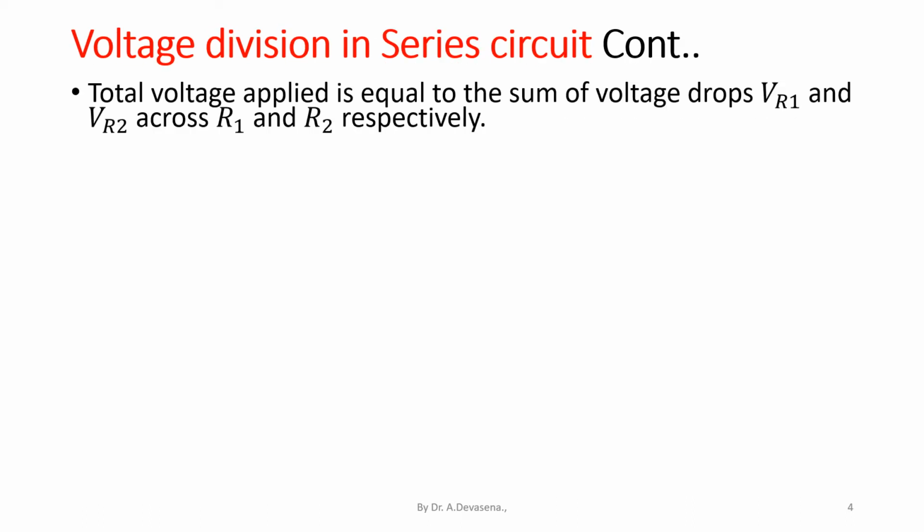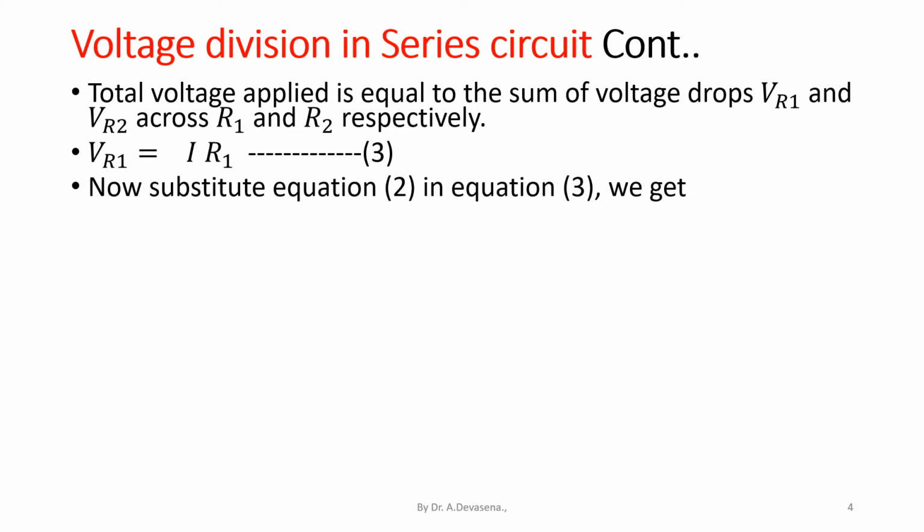Total voltage applied is equal to the sum of voltage drops V suffix R1 and V suffix R2 across the resistors R1 and R2 respectively. That is, V suffix R1, the voltage drop across the resistor R1, is I into R1. Consider this as equation 3. Now substitute equation 2 in equation 3.